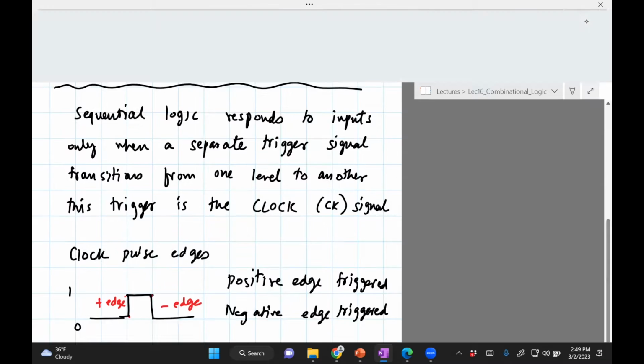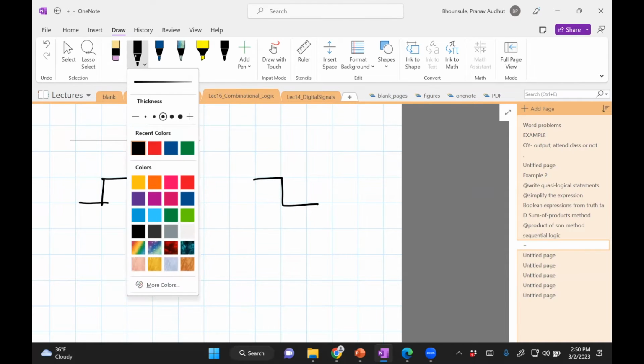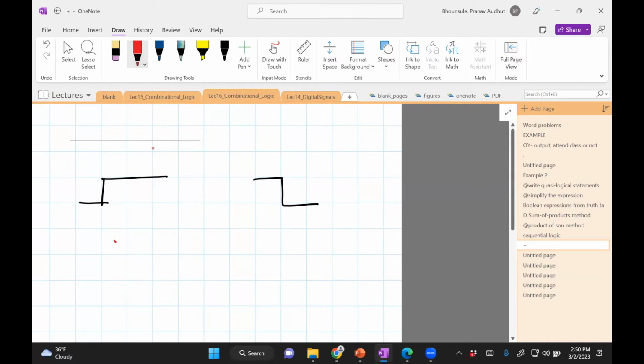But then there are other sequential logic gates which rely just on the level. If it sees it's 1, then it will be triggered. If it's 0, it will be triggered. So these are, let me draw the circuit diagram. This is positive edge. This is negative edge.